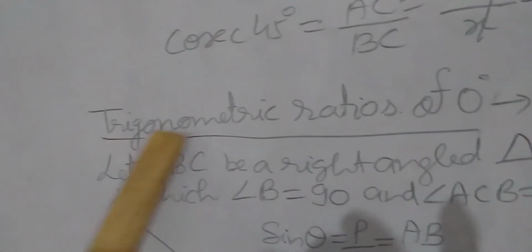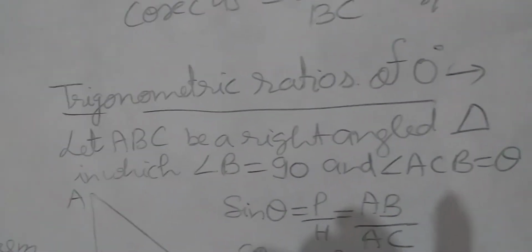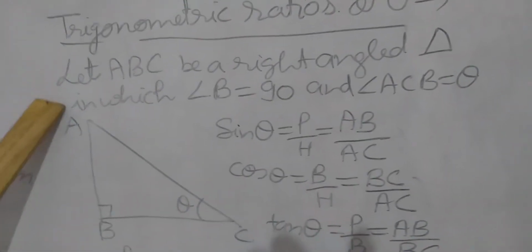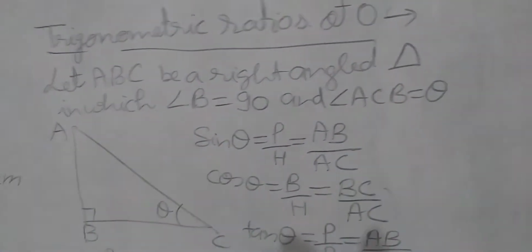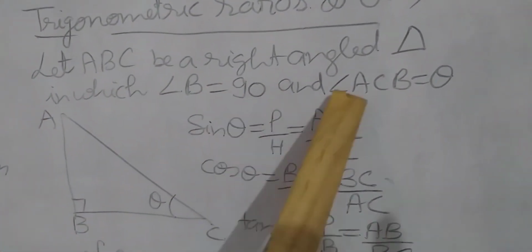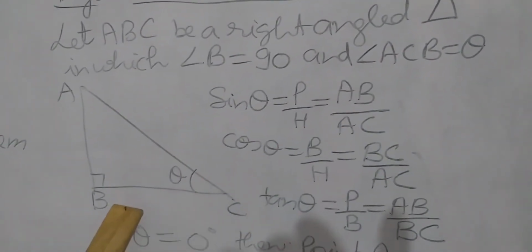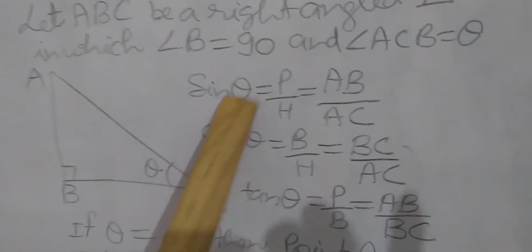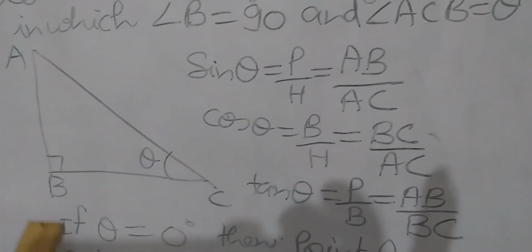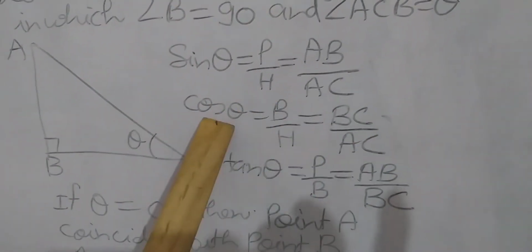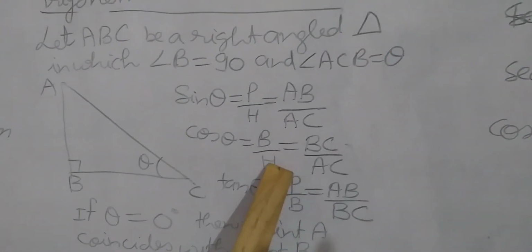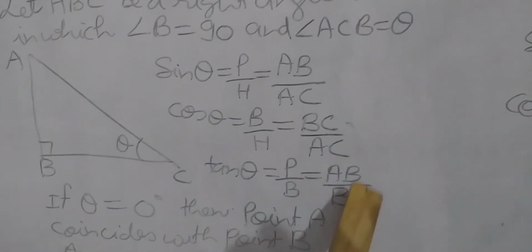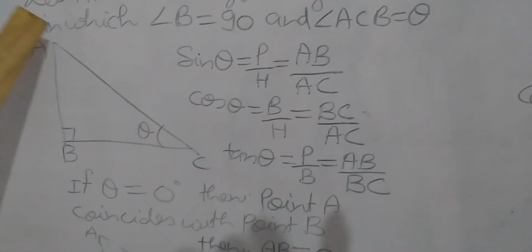Now students, trigonometric ratios of 0 degree. Here we are going to take a right angle triangle ABC in which angle B is 90 degree and angle ACB is theta. You can see angle B is 90 and angle ACB is theta. We know that sin theta equals P upon H, AB upon AC. Cos theta equals B upon H, BC upon AC. Tan theta equals P upon B, AB upon BC.